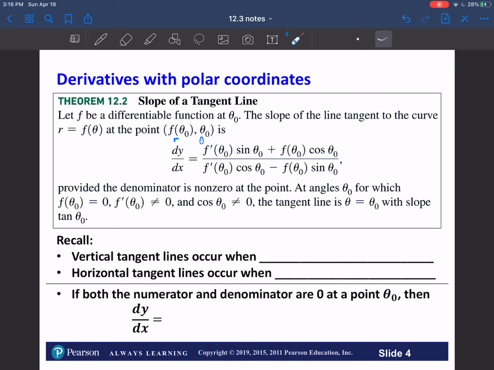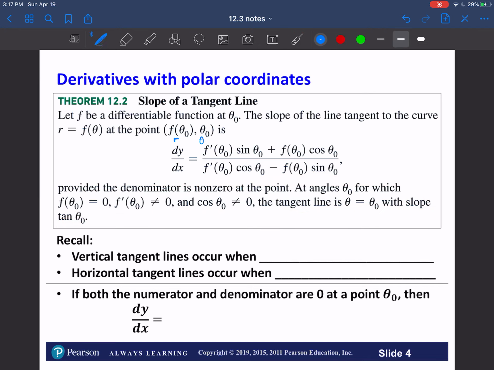At angles theta naught for which f of theta equals 0, f prime of theta is not 0, and cosine theta is not 0, the tangent line, so basically if you plug all of these conditions into this formula, what you're going to conclude is that the tangent line is this thing with a slope of tangent theta naught. So this is a little bit of extra information. You don't really need to know this. You can always just rederive it if you need to.